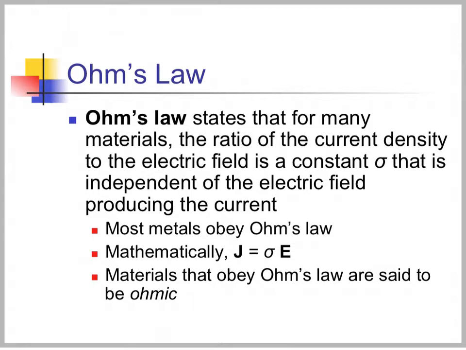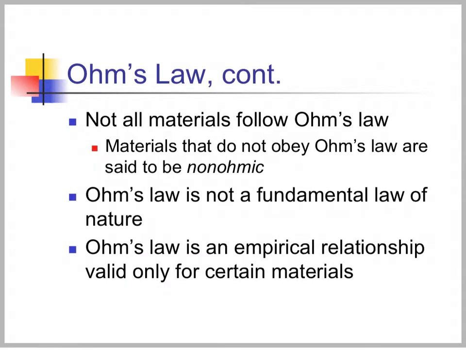Ohm's law states that for many materials, not all materials, but for many materials, the ratio of the current density to the electric field is a constant, sigma, that is independent of the electric field producing the current. Most metals obey Ohm's law. Mathematically, we say J is equal to sigma E. And materials that obey Ohm's law are said to be ohmic materials. Not all materials follow Ohm's law. If they don't, we call them non-ohmic.